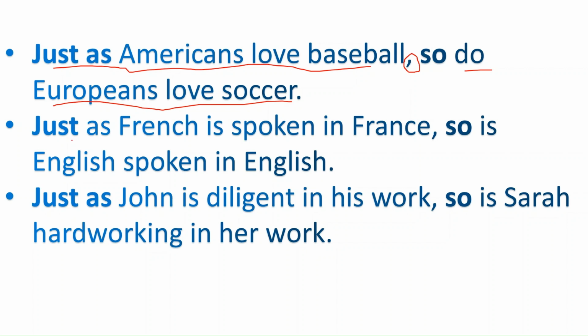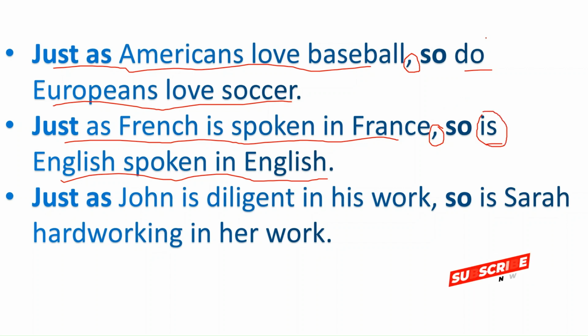So let's take another example. Just as French is spoken in France, so is English. So is English spoken in England. This is an independent clause, and this is an independent clause. Here we'll use a comma to separate them, and we will use the second clause as negative inversion, like this one here.